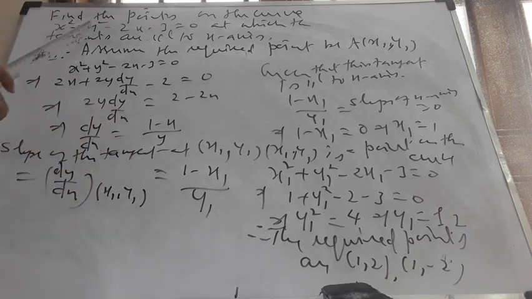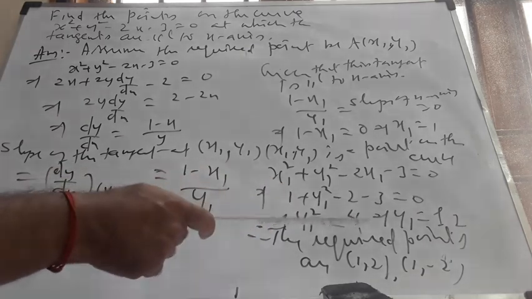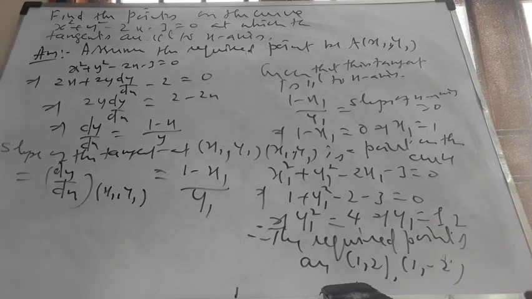Now, x1 square plus y1 square minus 2x1 minus 3 is equal to 0. 1 plus y1 square minus 2 minus 3 is 0. y1 square is 4, y1 is plus or minus 2. Therefore, the required points will be (1, 2) and (1, minus 2). Okay, (1, 2) and (1, minus 2).